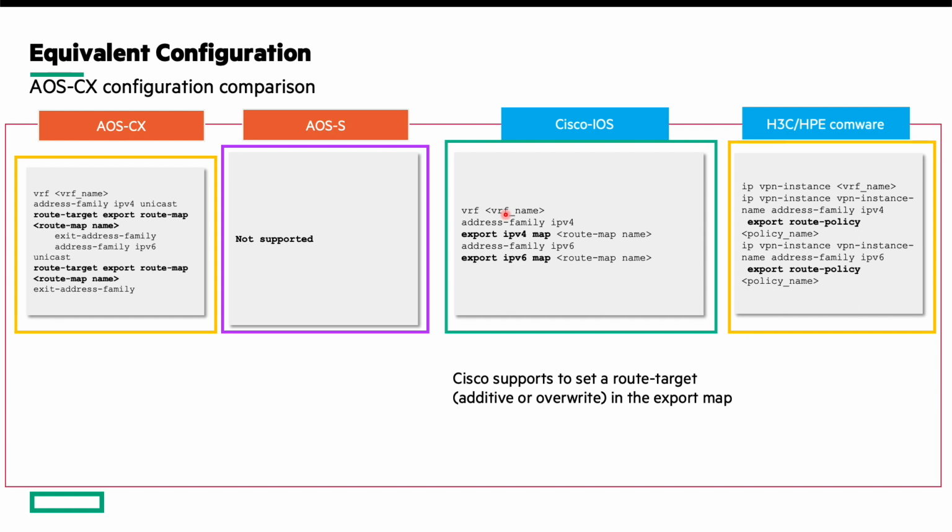There is also an import map in Cisco, but here it's more like the OSPF distribute list. So the routes are still imported, still received, and are in the BGP table, but not imported into the FIB, the forwarding information base.